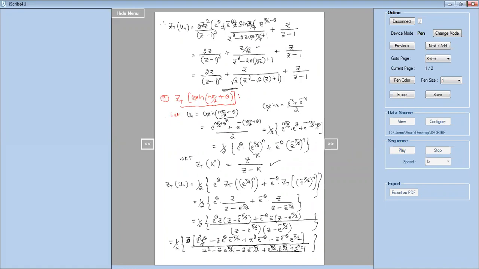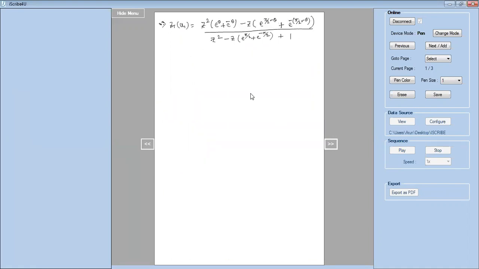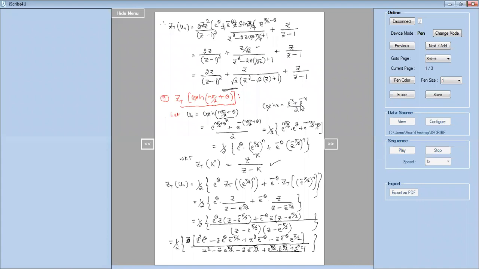From these two I'm taking z square common. So it is e power theta plus e power minus theta. The first term was written like this, e power theta plus e power minus theta. In the remaining part I'm taking minus z common to get this. Now this looks like e power x plus e power minus x. See this, e power x plus e power minus x.